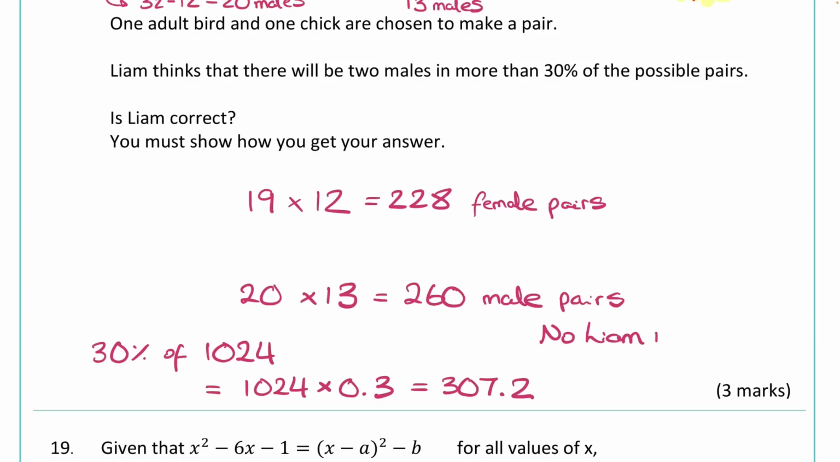Liam is not correct. If you wanted to give some more language alongside that, maybe you feel your working out isn't clear enough, or maybe your working out is a little bit scattered over the page. Obviously, I'd advise you to keep it nice and ordered. But here, I think my working out's nice and clear. But if you wanted to write alongside that, no, because there are 260 potential male pairs and 30% would be equal to 307, then you could absolutely do so. But there we go. That was the product rule for counting.